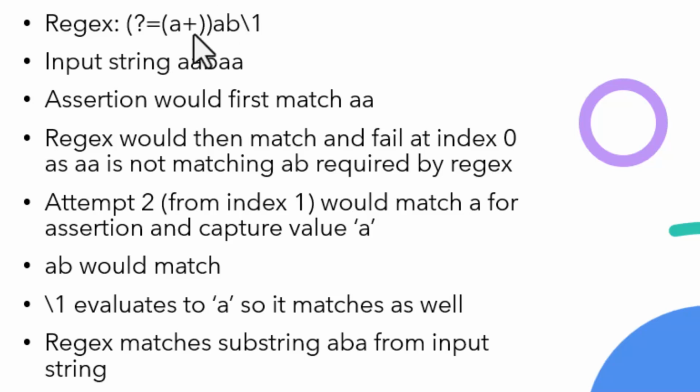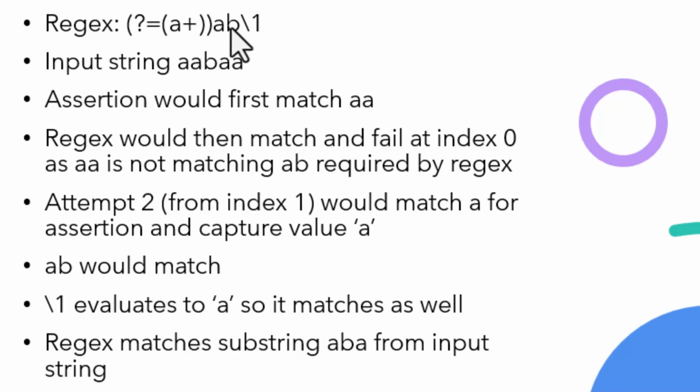So since the first attempt from index 0 was unsuccessful, the parser starts afresh from index 1 of the input string. The assertion sub-expression A+ is this time evaluated to A only. And remember, A+ means one or more repetitions of A. So 1 is perfectly fine. So the A value is assigned to this atomic captured group.